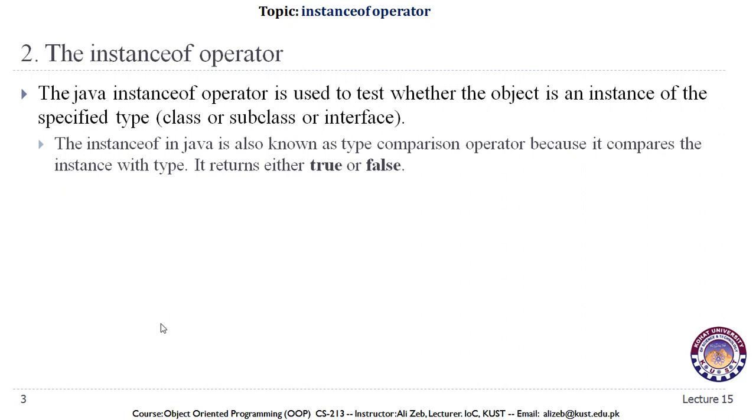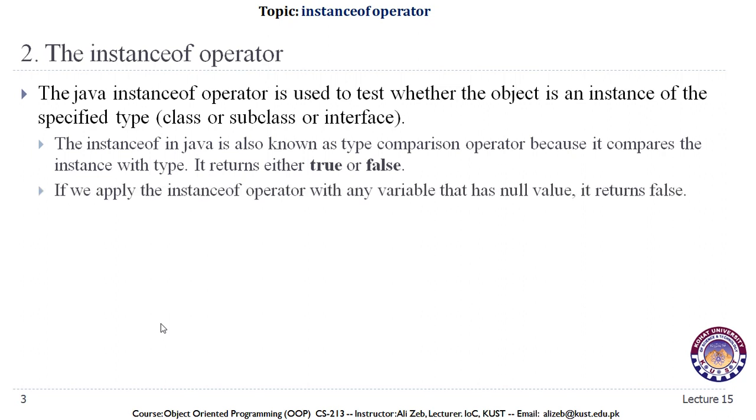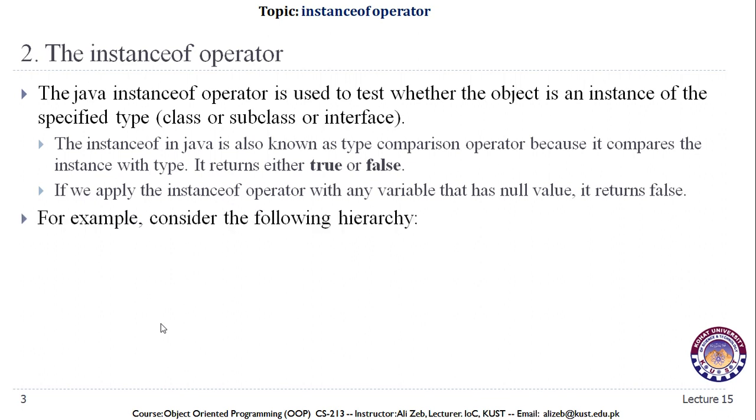So if you want to check if an object is, for example, an object of a particular class, we will compare it with that class using the instanceof operator. If it is true, then it will return true. If it is false, then it will return false. If we apply the instanceof operator with any variable that has a null value, it returns false.